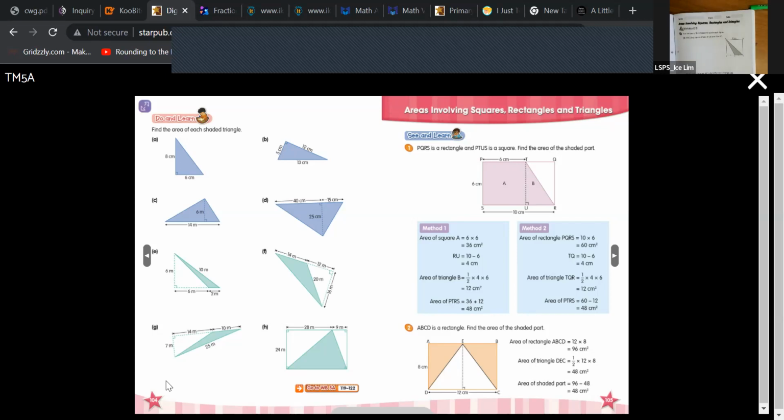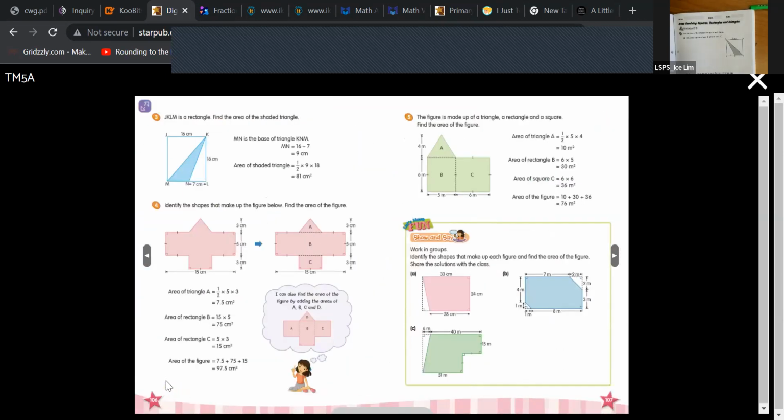Next one. This one, is it method one or method two? One, right? Cut, and then cut into A, B, C separately. You understand? Yes. This one, is it the middle one? This one, three. Is it the middle one? Middle one.